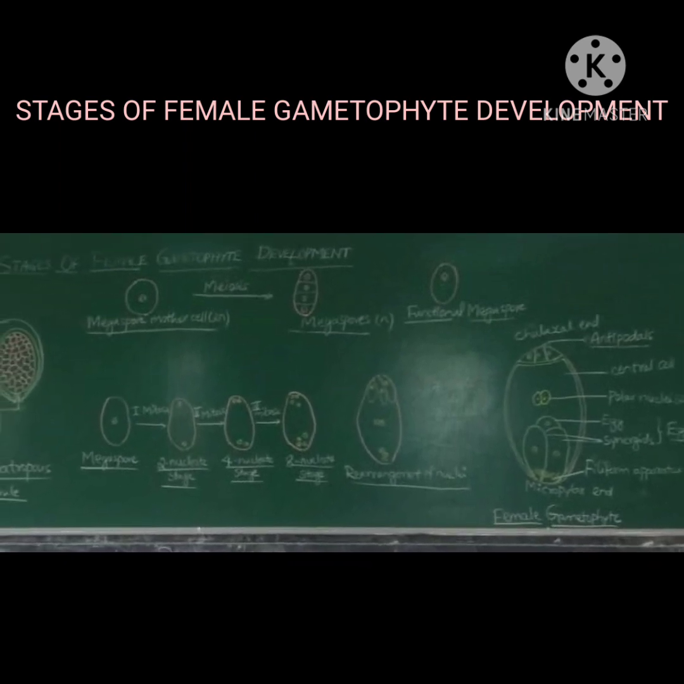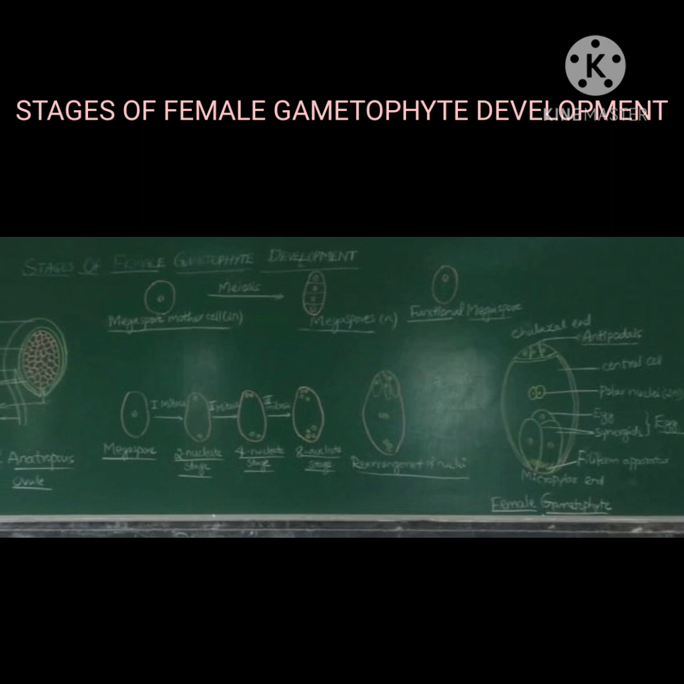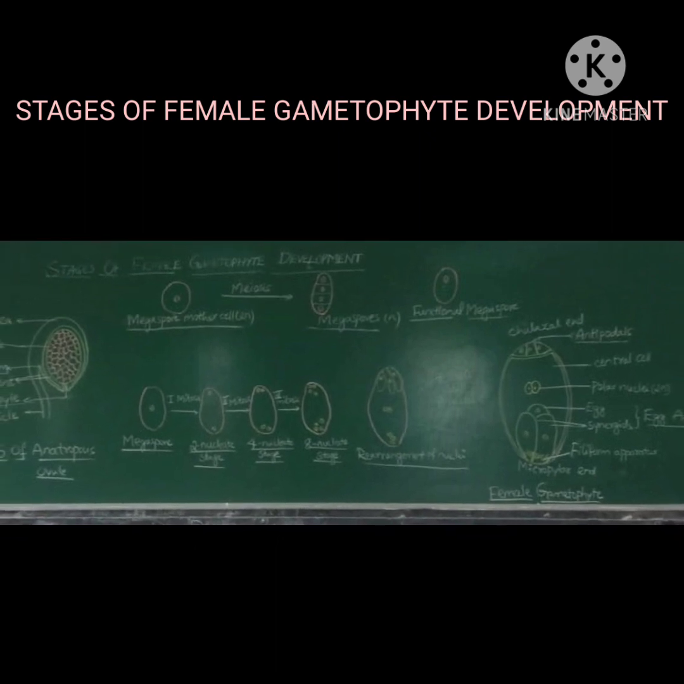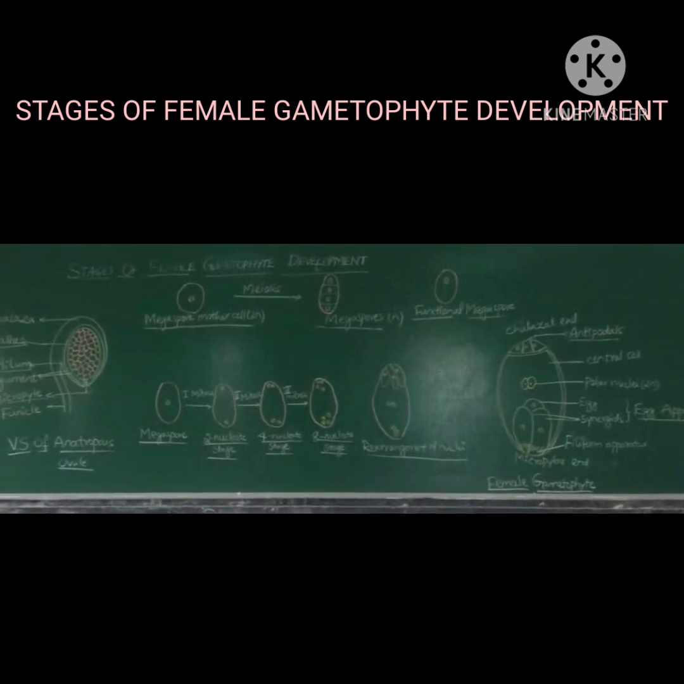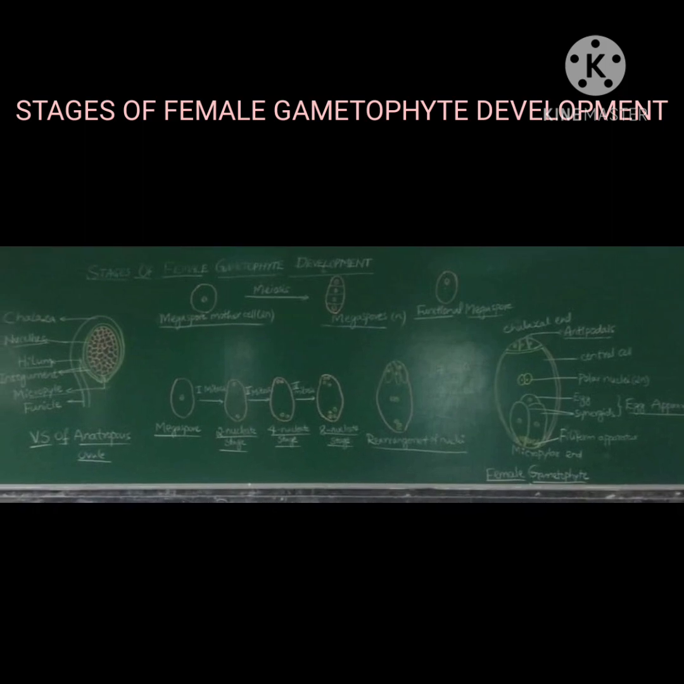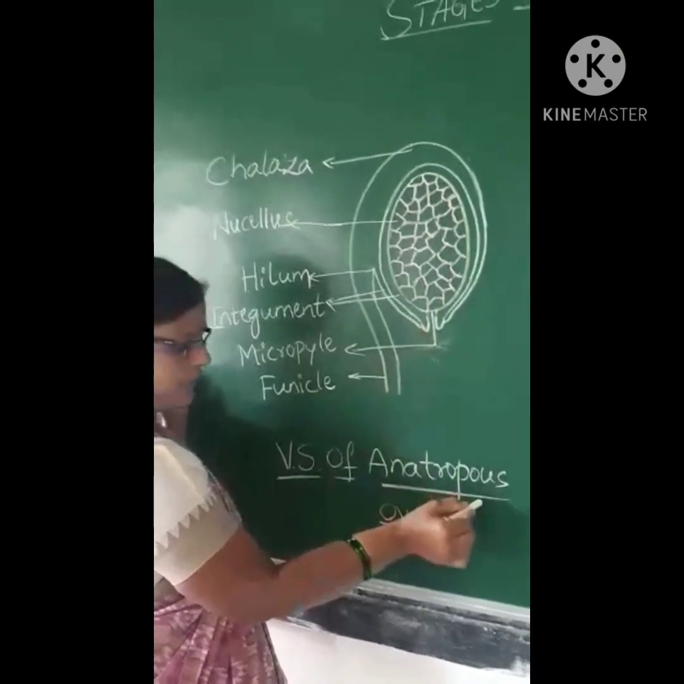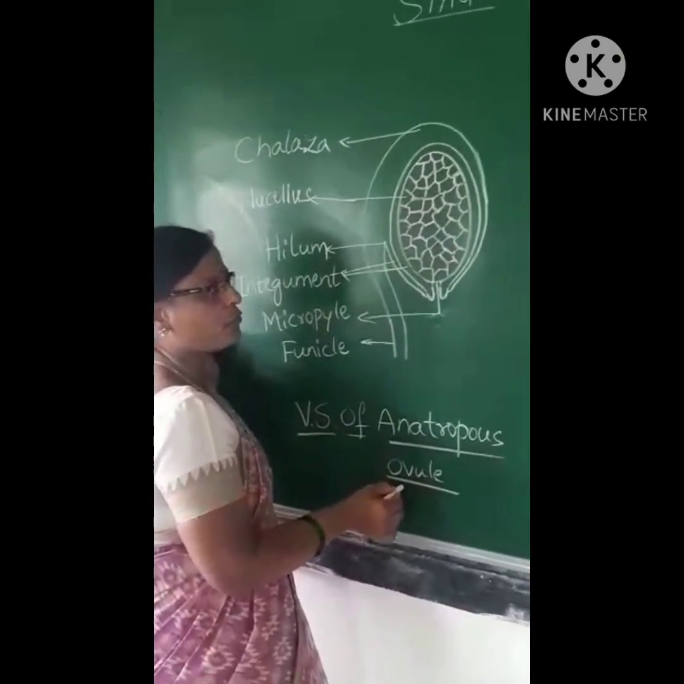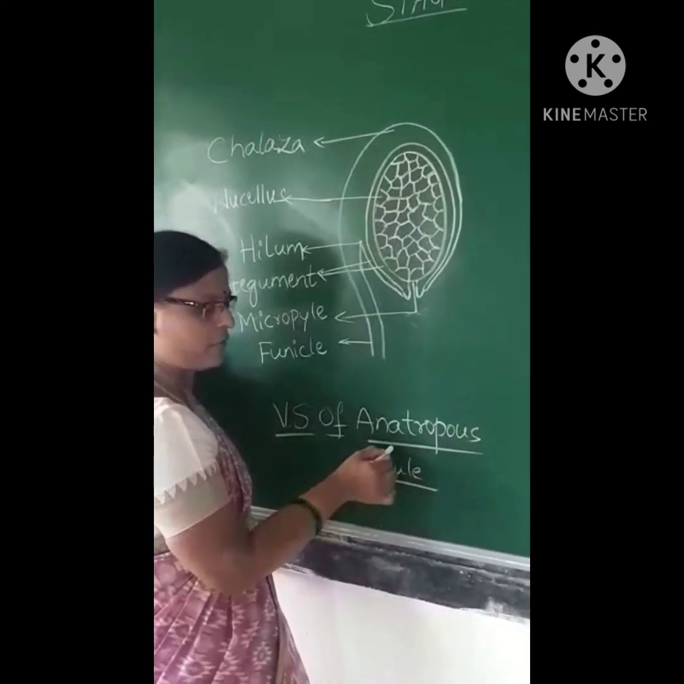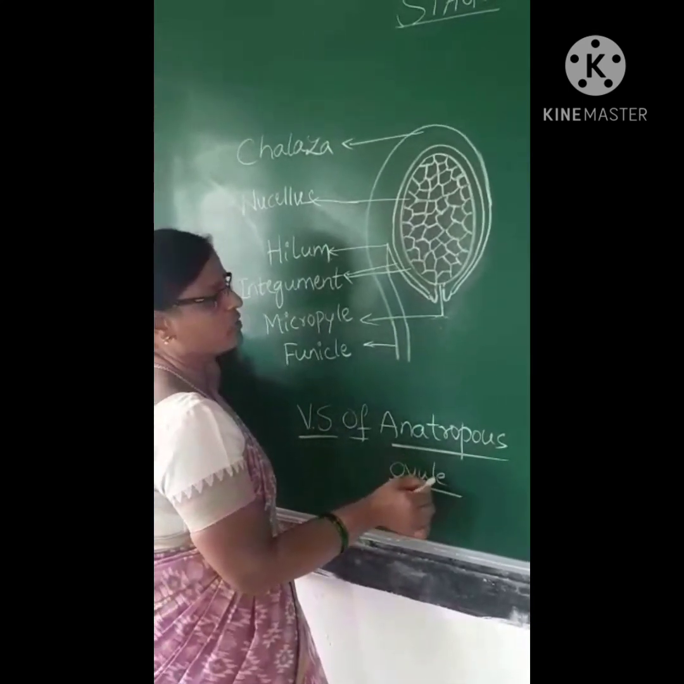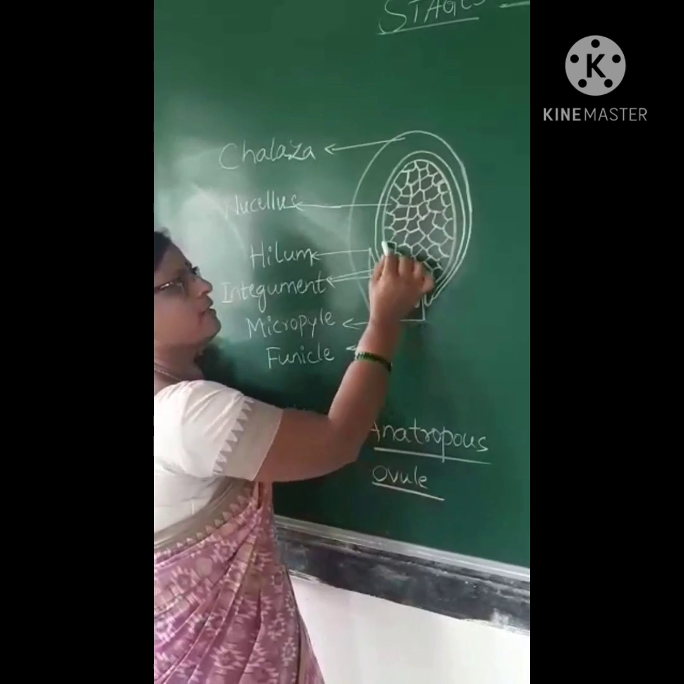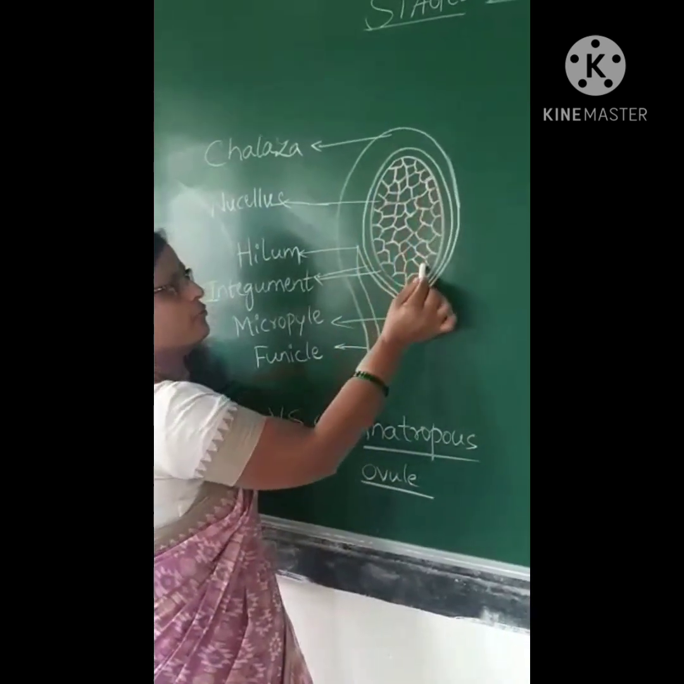Today I am going to explain the stages of development of female gametophyte in angiosperm. This is the vertical section of anatropous ovule. Anatropous ovule is one of the types of ovules. So here is shown the body of the ovule.